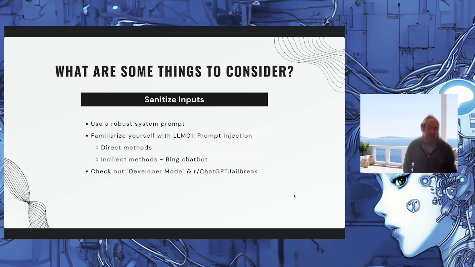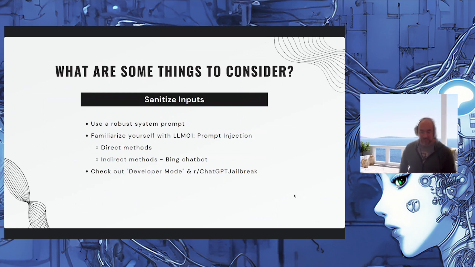So a couple things we learned here. Use a robust system prompt. Try to specify very detailed instructions for what you want the language model to do, and try to cover a lot of different cases. But obviously, that's not going to cover you all the way. Actually, the very first thing on the OWASP top 10 for LLMs is prompt injection, and they talk about direct methods, which is like the example we just saw. And they also talk about indirect methods.